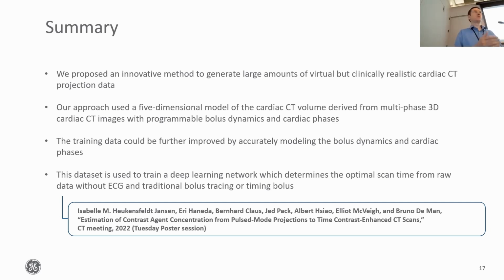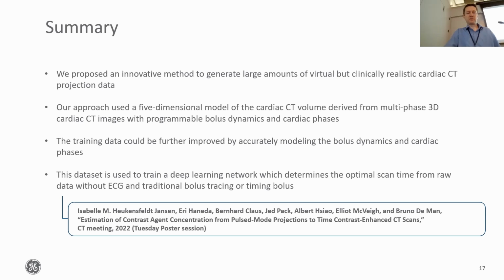And so we believe that this is going to lead to much more robust contrast, better, on average, brighter contrast, or the ability to use less contrast with the same results, and also the ability to eliminate the EKG that's usually acquired during a cardiac CT scan. And there was a poster as well on Tuesday that talked about the bolus part.